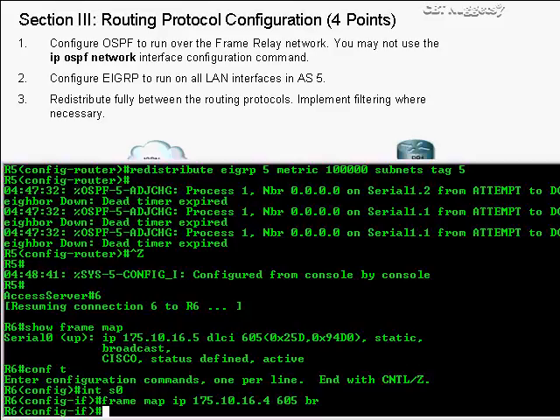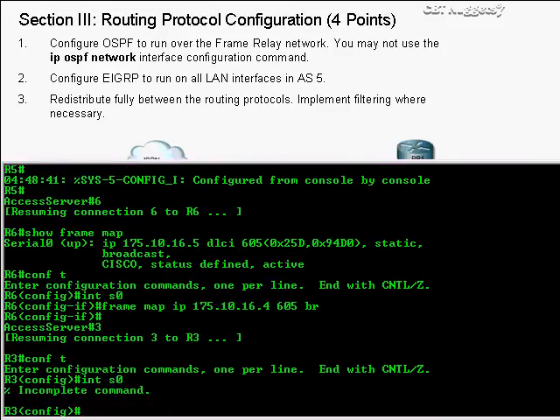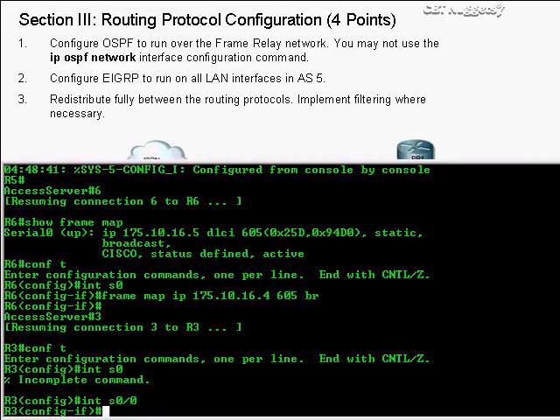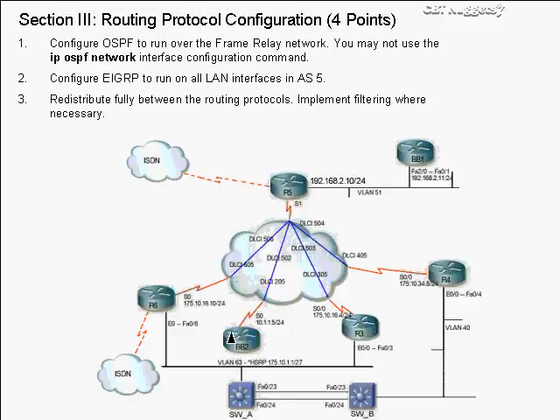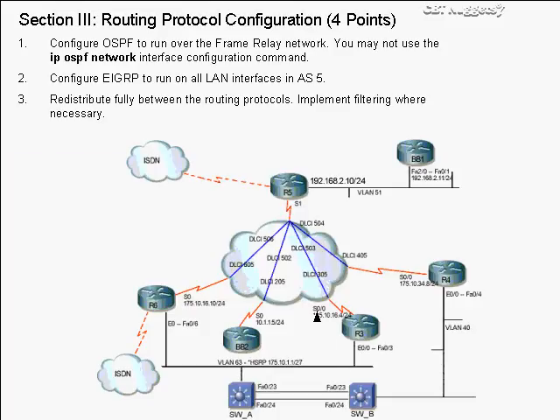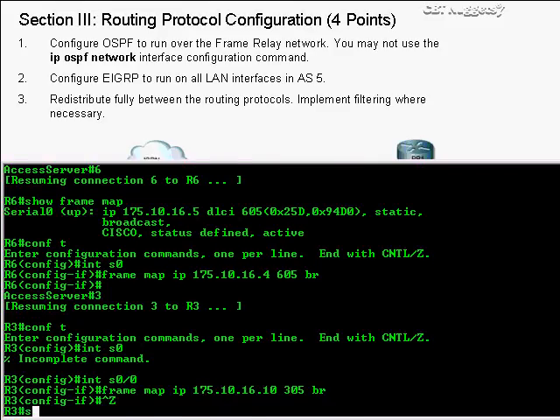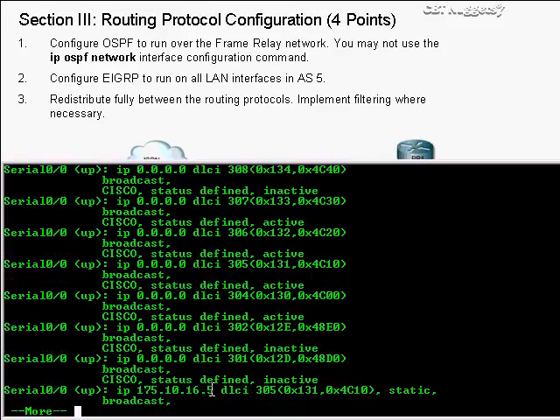Likewise, router 3 is going to need the exact opposite map. Interface serial 0. Oh, that one's /0. Frame map IP 175.10.16.10, which is router 6. And I'll use on router 3, sorry for all the flipping, DLCI 305 to get back there. So at this point, I'll do a show frame map. Well, this one has a bunch of empty maps, but the ones we care about down here, router 3 and router 6 should be able to ping each other directly.